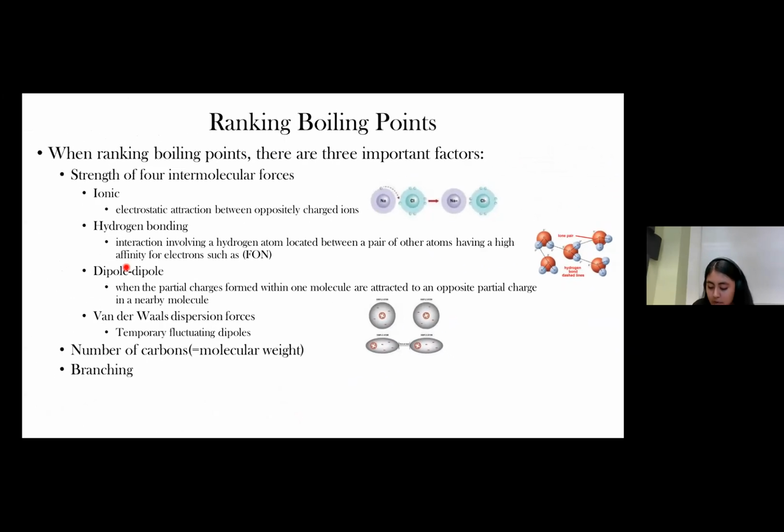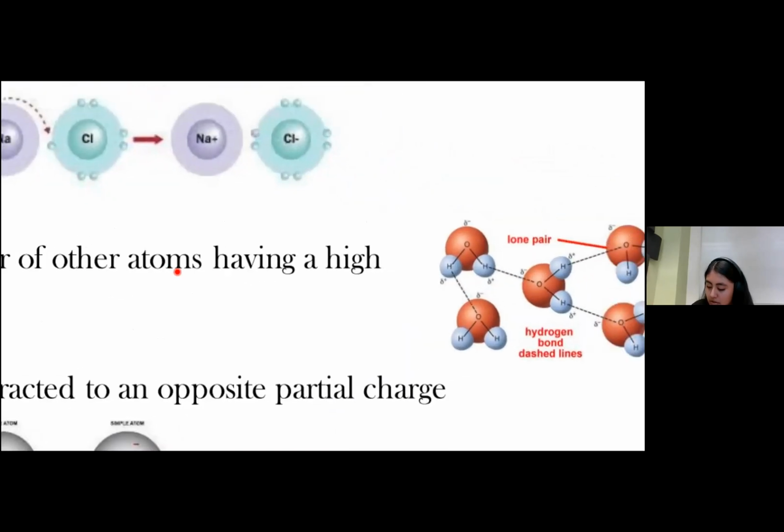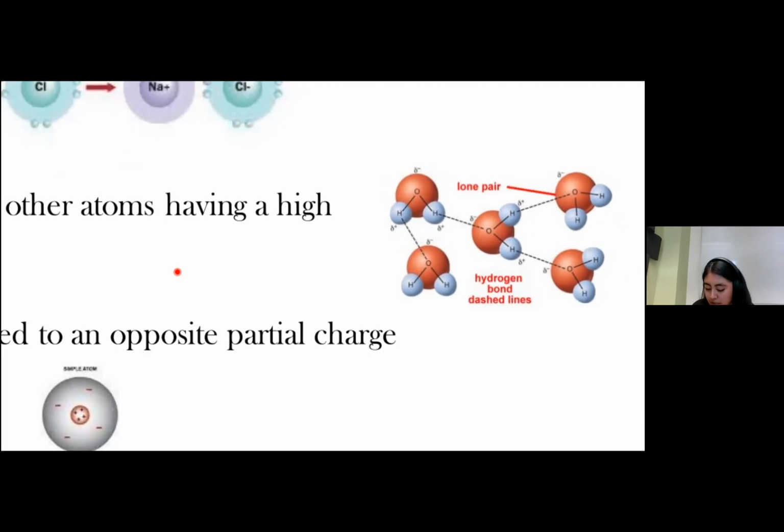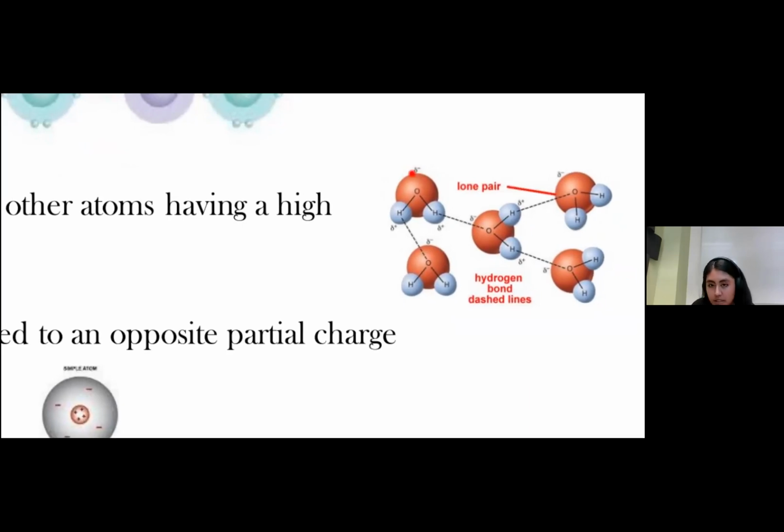And then we also have dipole-dipole, which is when there are partial charges, a partially positive and a partially negative. Those 2 charges are attracted to each other. So this can also be an example of that. Let me just zoom in. The oxygen has a partially negative charge, as you can see right here, while the hydrogen has a partially positive charge. So there are attractive interactions between this partially negative charge and this partially positive charge right here.